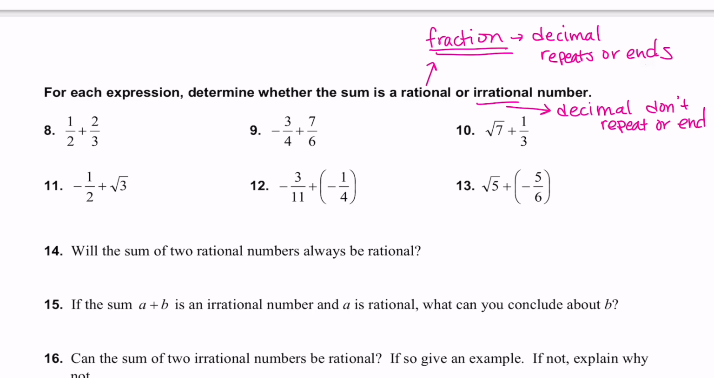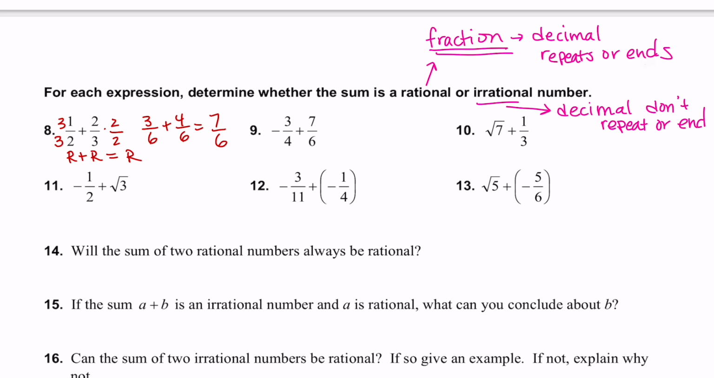So let's go ahead and look at 1/2 plus 2/3. If I were to take this 1/2 plus 2/3, I could get a common denominator of 6. So I'm going to times the first number by 3/3 and the second one by 2/2. This will be 3/6 plus 4/6 gives us 7/6. So if I have a rational plus a rational number, that's going to give me a rational end solution.